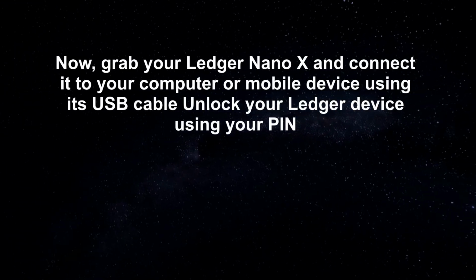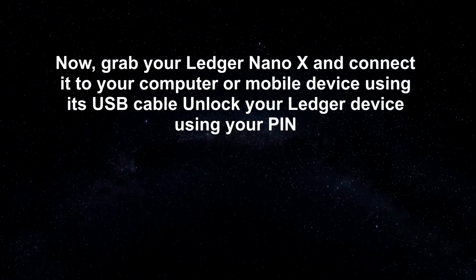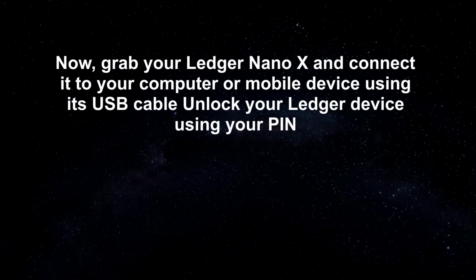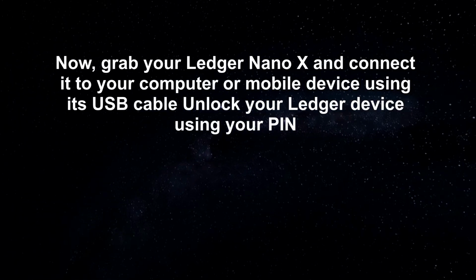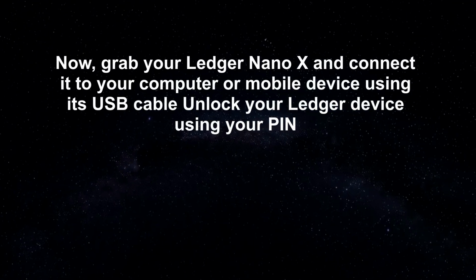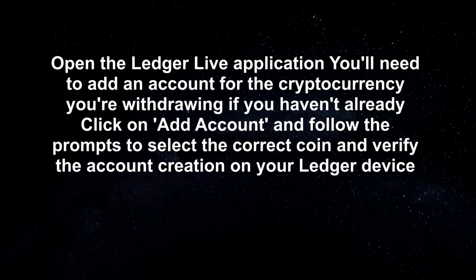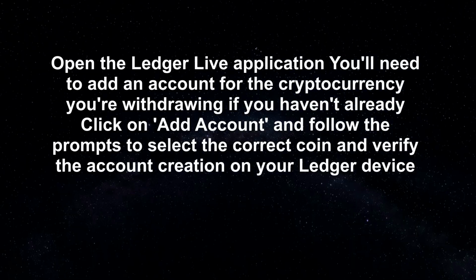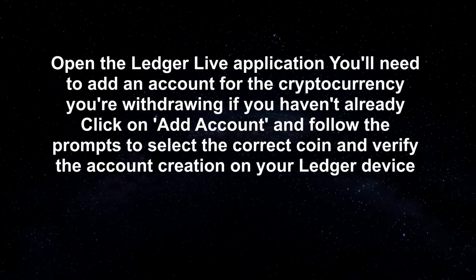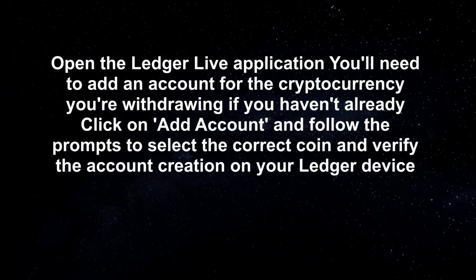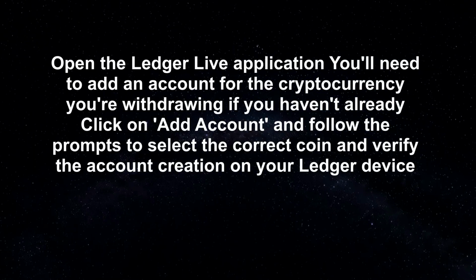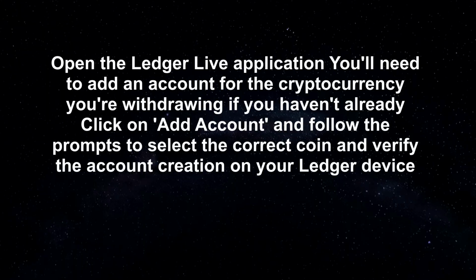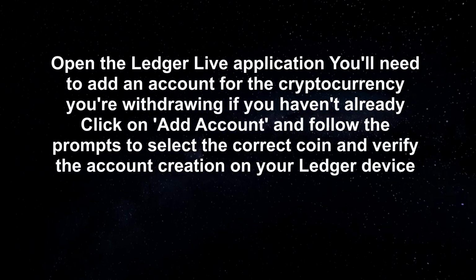Now, grab your Ledger Nano X and connect it to your computer or mobile device using its USB cable. Unlock your Ledger device using your PIN. Open the Ledger Live application. You'll need to add an account for the cryptocurrency you're withdrawing. If you haven't already, click on Add Account and follow the prompts to select the correct coin and verify the account creation on your Ledger device.